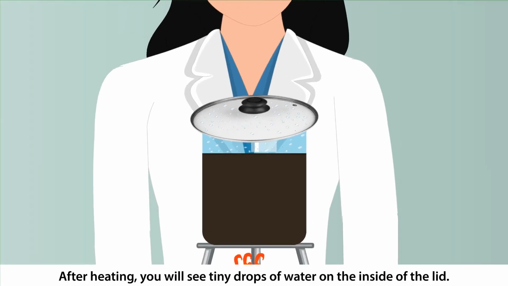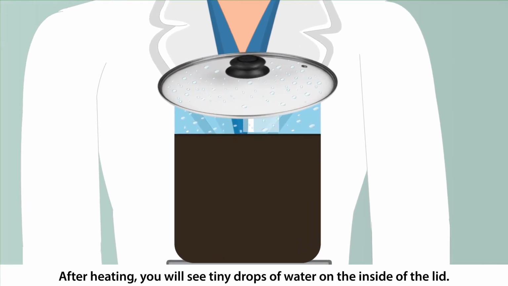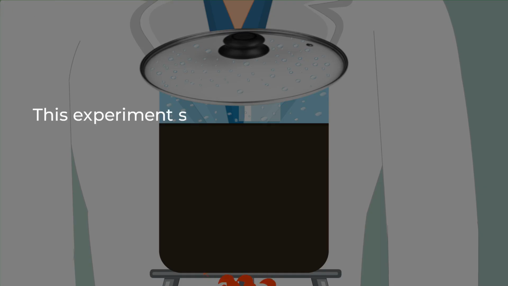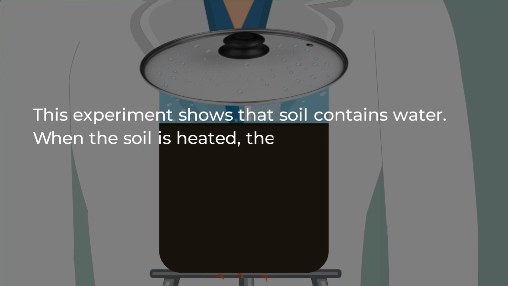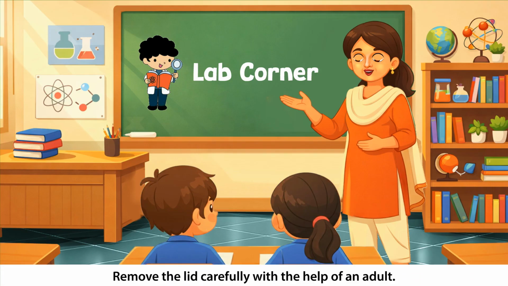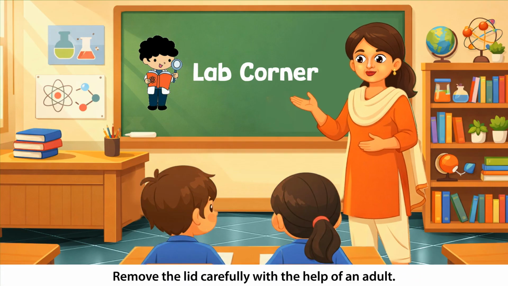Observation: after heating, you will see tiny drops of water on the inside of the lid. Conclusion: this experiment shows that soil contains water. When the soil is heated, the water turns into vapor and you can see it as droplets on the lid. Precaution: remove the lid carefully with the help of an adult.